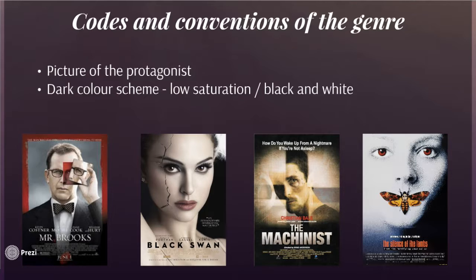Okay, now I'm going to talk about the codes and conventions of a psychological thriller poster for a film. The picture for the poster of a psychological thriller film usually has a portrait of the protagonist looking directly into the camera in a certain way that tells the audience there is something slightly wrong. As you can see for the Black Swan poster, there's a crack along her face, which shows how fragile she is and there's something broken inside of her.